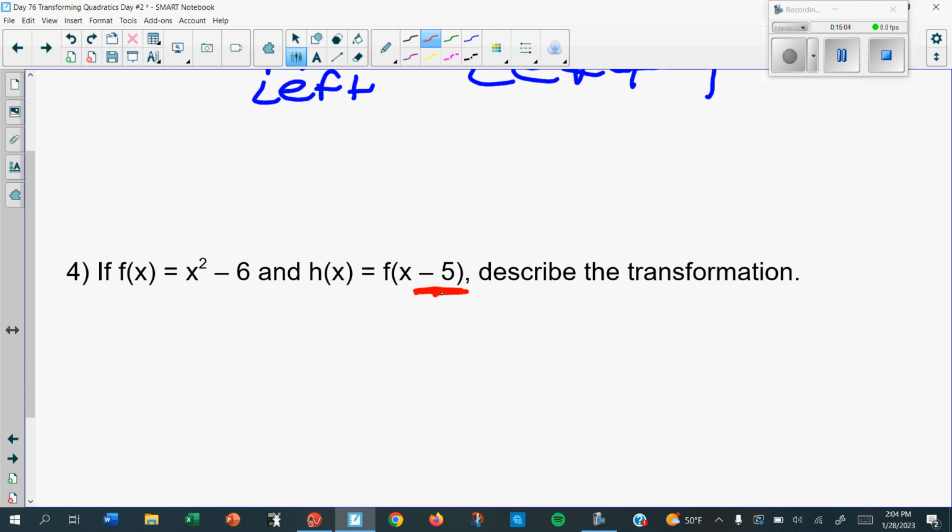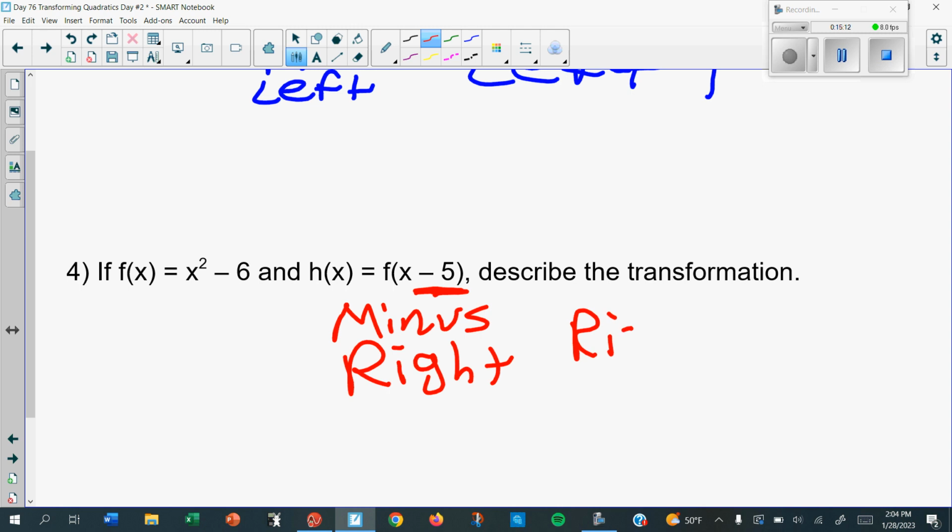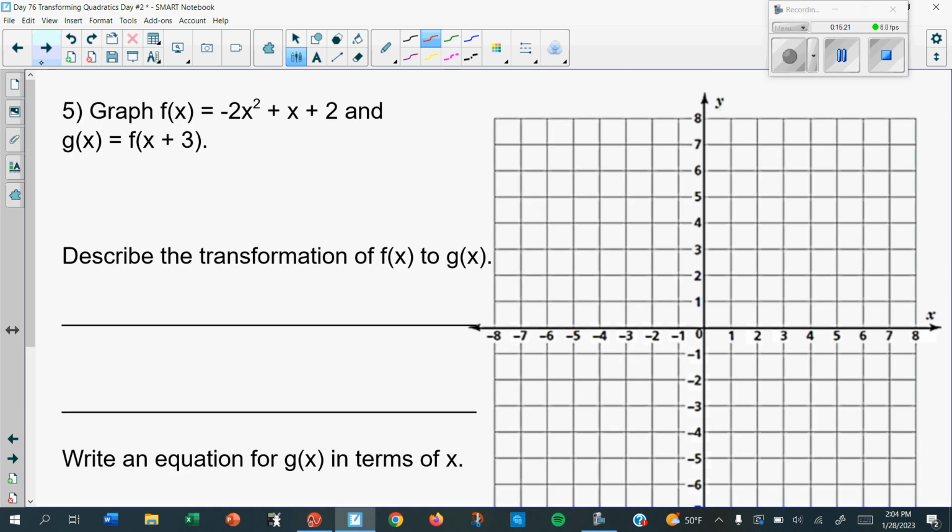So again, it's either going left or right. Minus has 5 letters, so does the word right. So this is moving right 5. So if they're asking for the transformation, it's easy. It's just when you have to come up with the new equation, does it get a little bit more difficult.